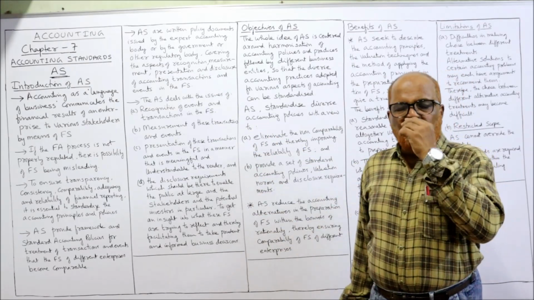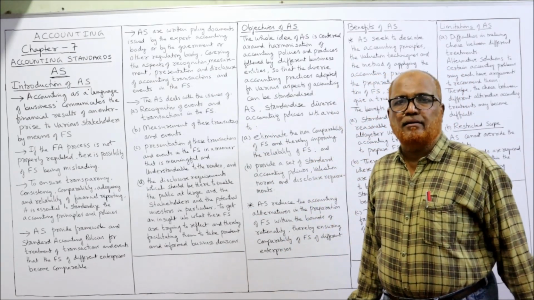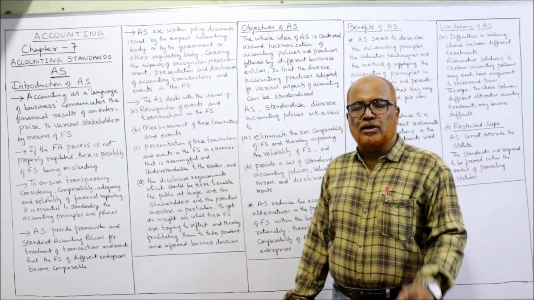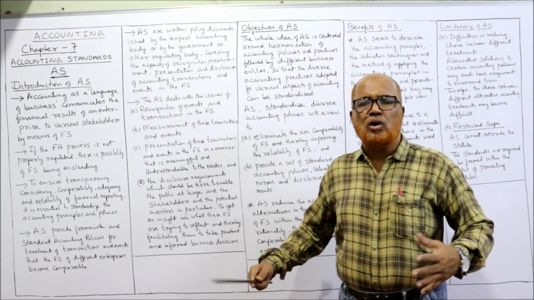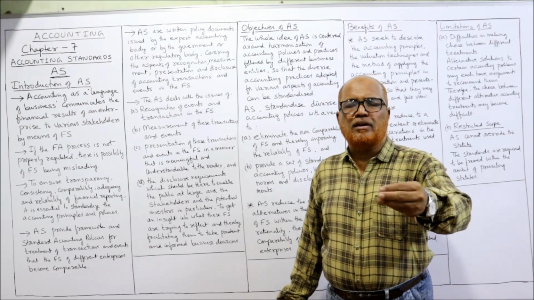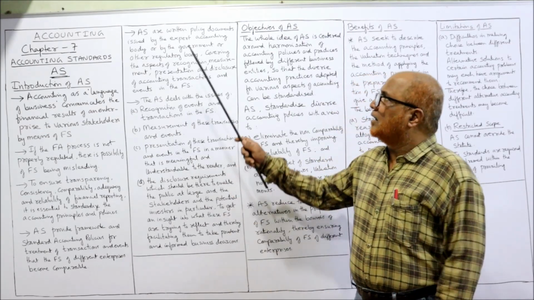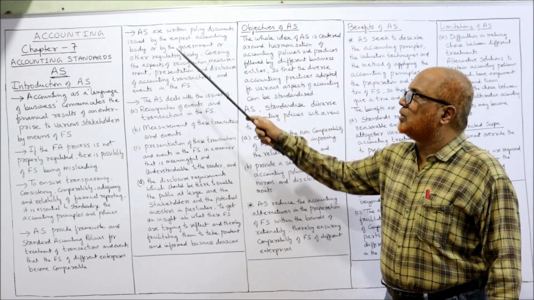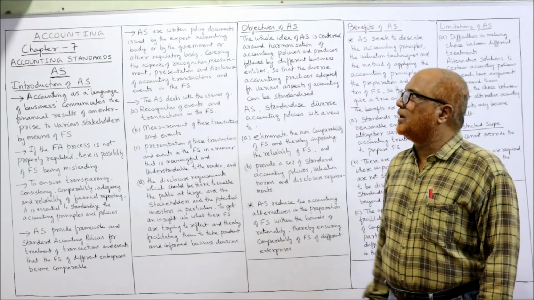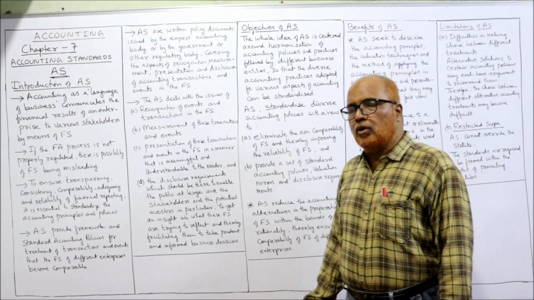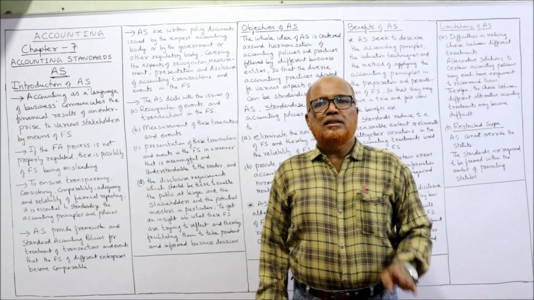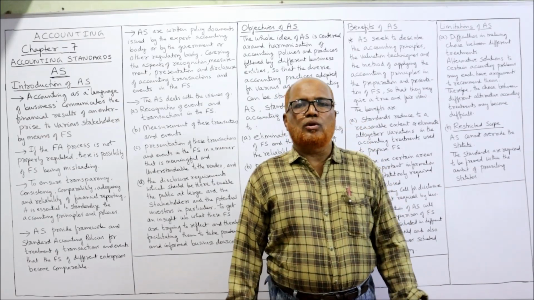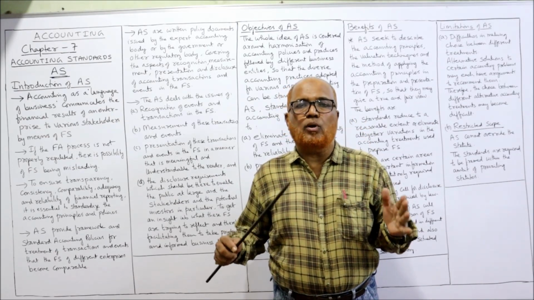Now we are coming to the definition of accounting standard. Accounting standards are a written policy document. First point. An accounting standard is not just a piece of paper with something written on it. It's a written policy document issued by the expert accounting body or by the government or by any other regulatory body. See here, this written policy document should be issued by a statutory body.